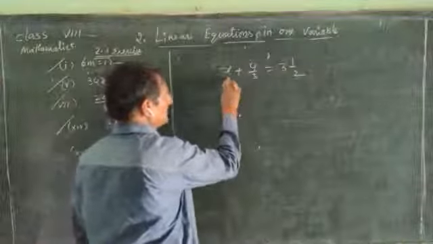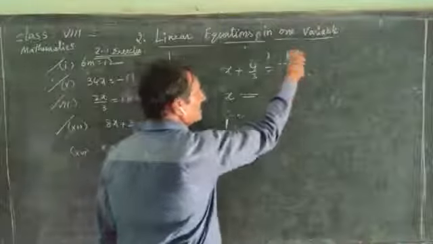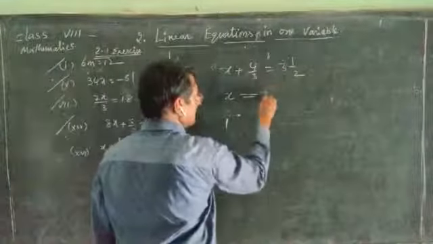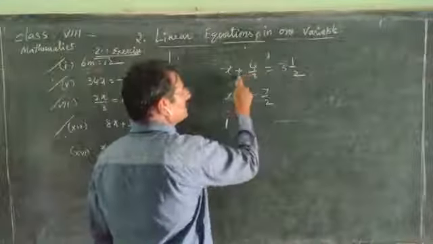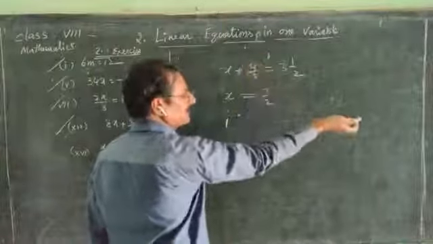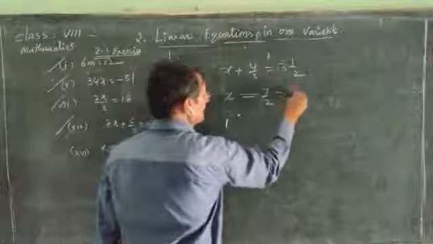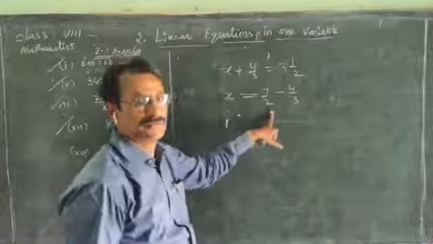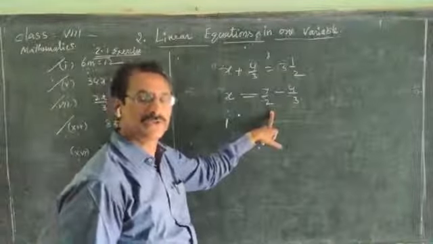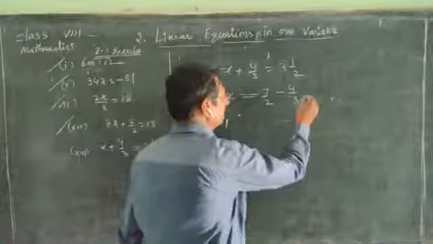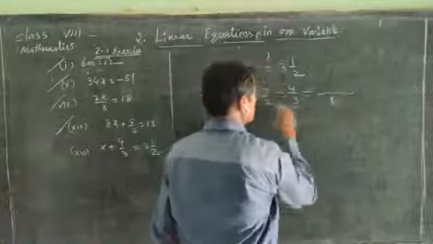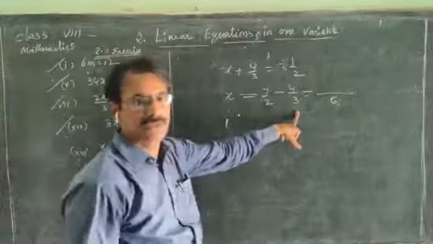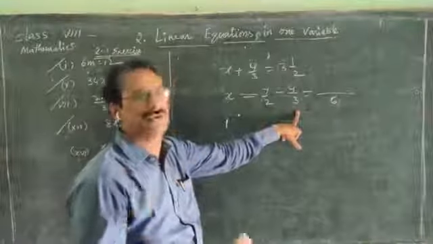Only x on the left side. How to change it into improper? 2 3s, 6 plus 1, 7 by 2. Then send this 4 by 3 to that side, it becomes minus 4 by 3. It is a subtraction of two fractions. How to subtract? By LCM. LCM is 6, 2 3s, because these two are co-prime. LCM of co-primes is the product of them.